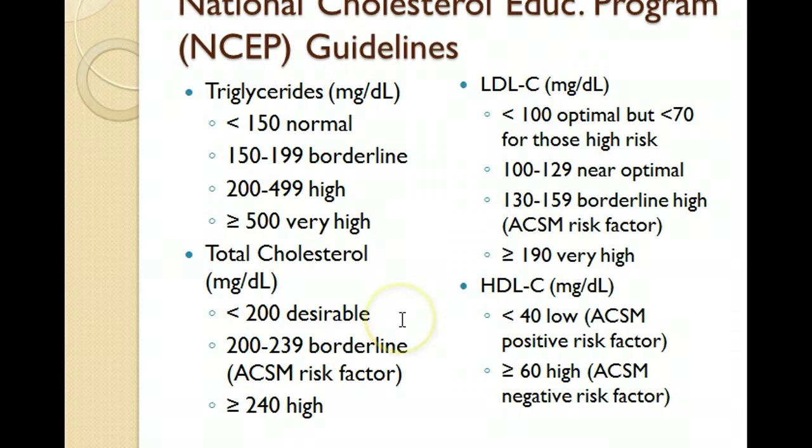If we look at the National Cholesterol Education Program guidelines, or NCEP, these are very similar to the ACSM guidelines. So triglycerides are an important risk factor. When you are looking at your blood test from a yearly physical, less than 150 milligrams per deciliter is normal. High triglycerides can be an indicator of increased risk for diabetes as well.